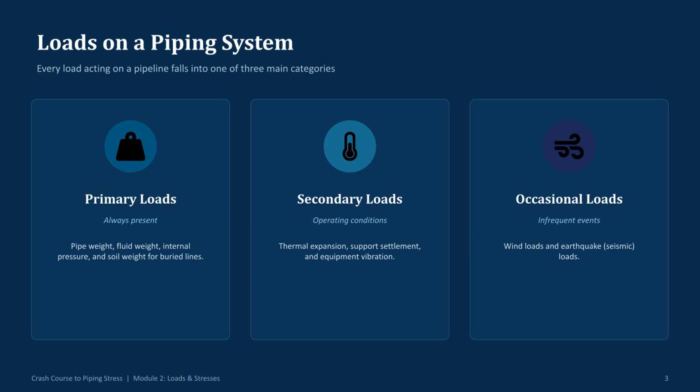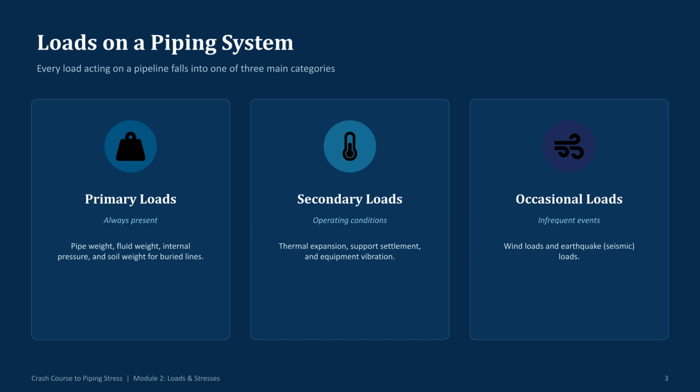Second, secondary loads. These show up because of how the system operates, not just because it exists. The biggest example is thermal expansion. When hot fluid runs through a pipe, the metal heats up and physically grows longer, the same way a metal ruler expands slightly in the sun. That expansion pushes and pulls on the piping.